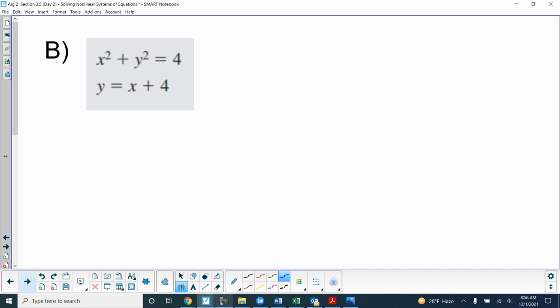All right? It's hard to graph the circles on your calculator. But if we did graph the circle and the line, we could find those 2 points.